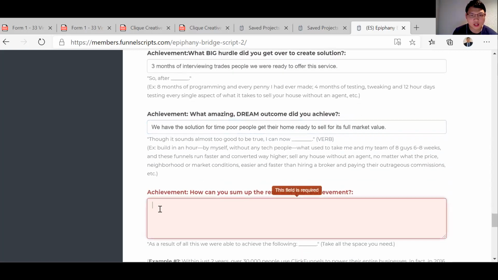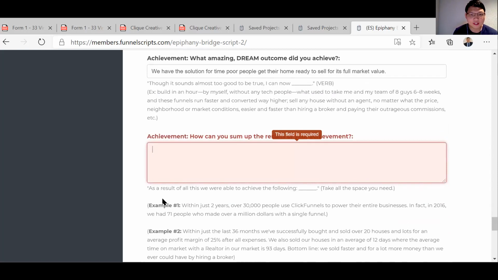Okay, scroll down, next one, achievement. So just write down everything you have achieved. Basically it's everything you have done to create the offer. You mentioned the interviews, that's something you've done. You mentioned systemizing the project management process. You also mentioned building a team of professional tradespeople. So just write down everything you've done to create the offer, and summarize.